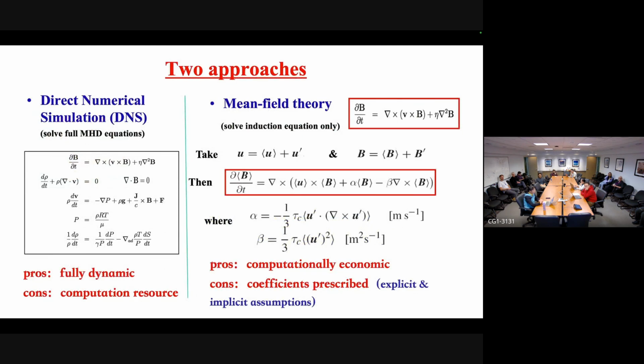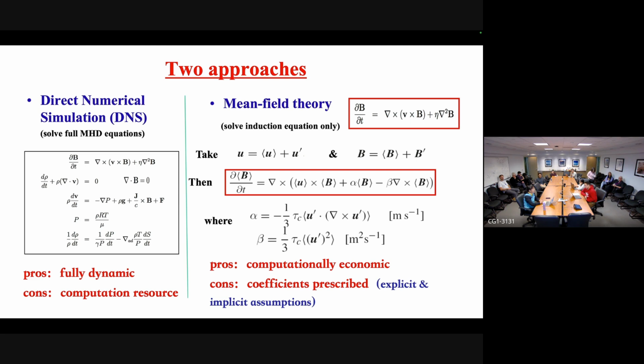For the dynamo problem, we basically have two approaches. One is what we call DNS, the direct numerical simulation. Basically, we solve the full MHD equation. This approach has the advantage that it is fully dynamic, and we solve the full MHD equation. There are some assumptions, but not that many. The disadvantage of this approach is that it needs a lot of computational resources, so we cannot simulate for too many years. Like what we do with Yuhong and the hotter suns, we only simulate for 50 to 100 years.